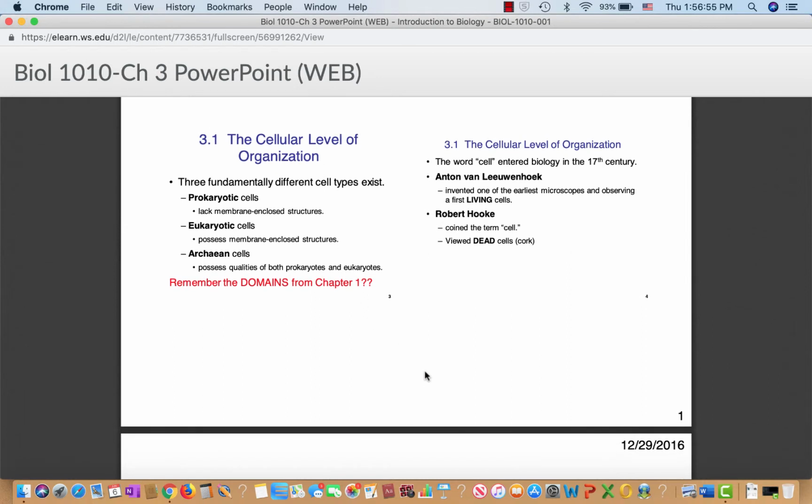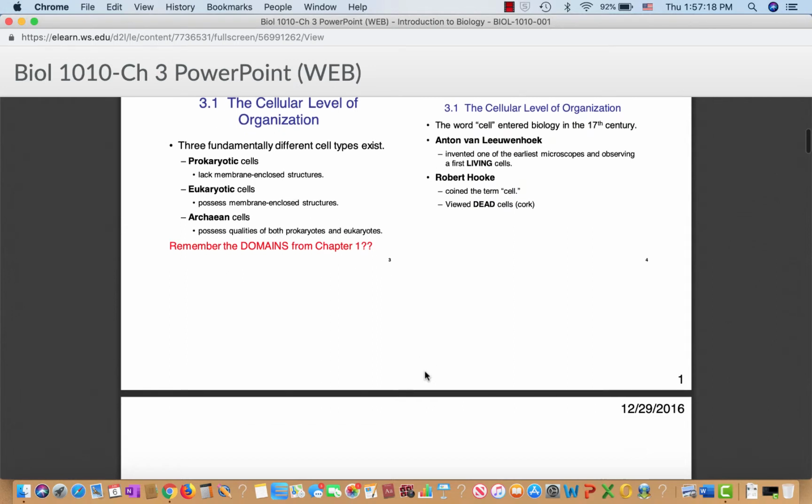The word cell originated in the 17th century when Anton von Leeuwenhoek invented the first microscope and observed living cells. Robert Hooke coined the term cell when he was looking at slices of cork because the little divisions of the cork reminded him of the cells at a monastery where monks lived. And it just kind of stuck.